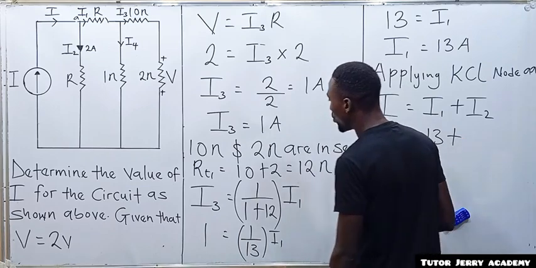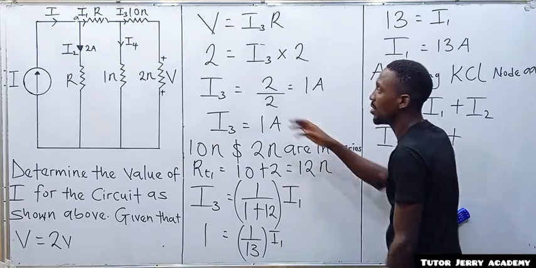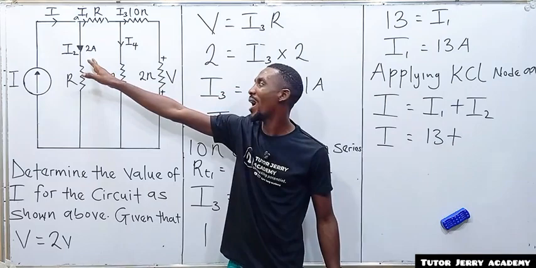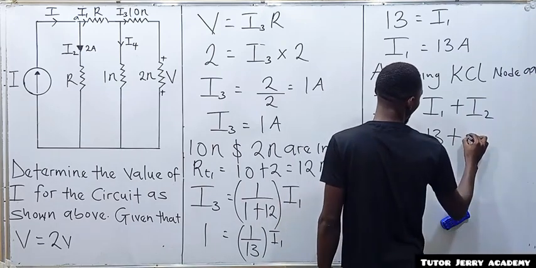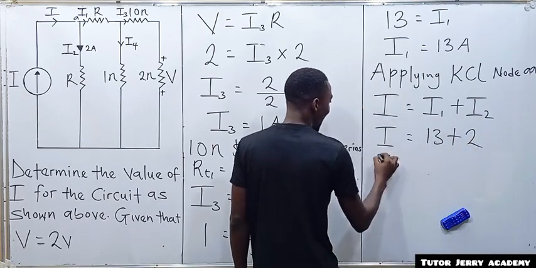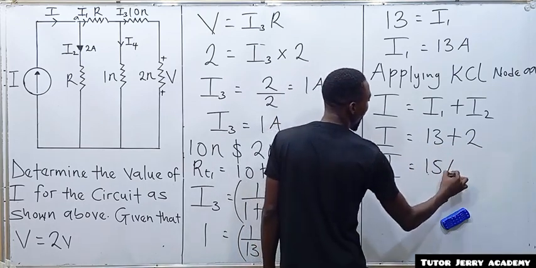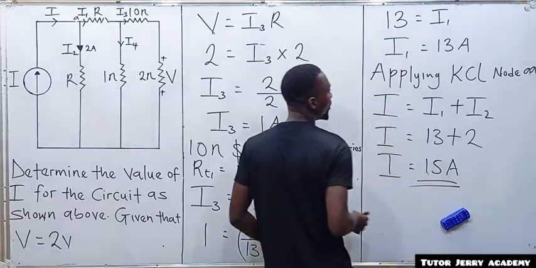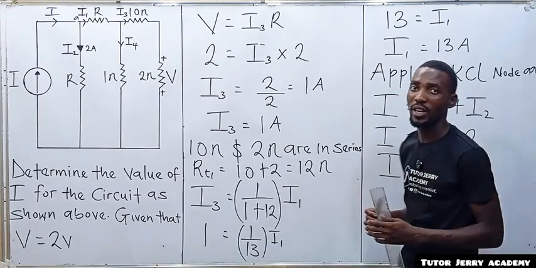What is our I2? All right, what is our I2? We can see that our I2 is what? 2 ampere. So we are going to have 2 here. So it means that I will be equal to 13 plus 2, which is what? 15 ampere. So the solution to this question is what? 15 ampere. By the way, I hope we understand this.